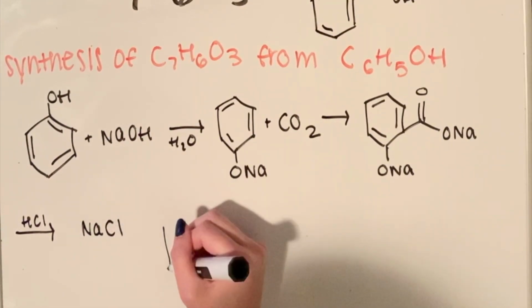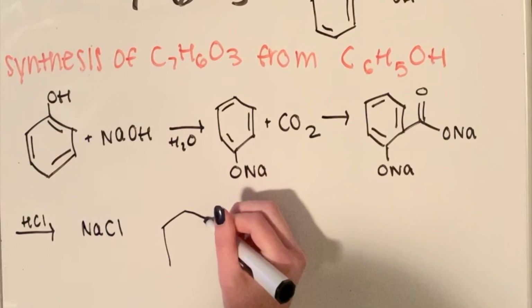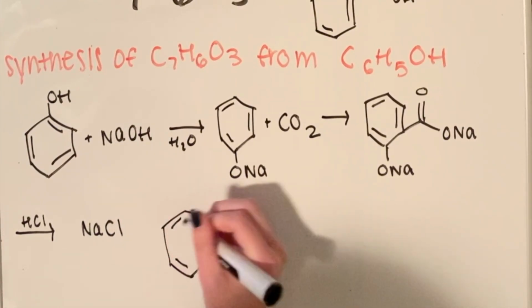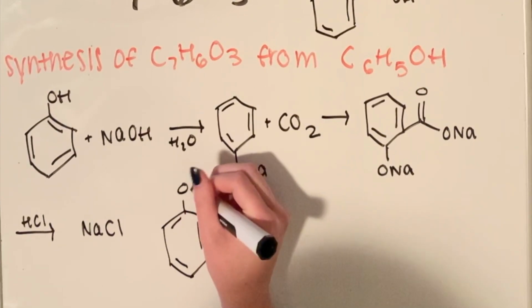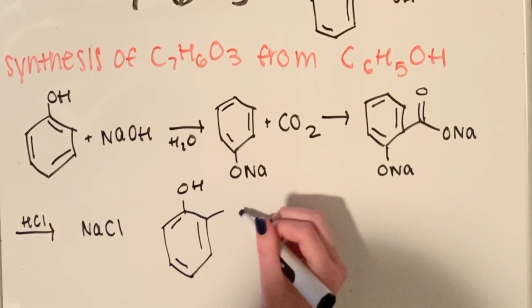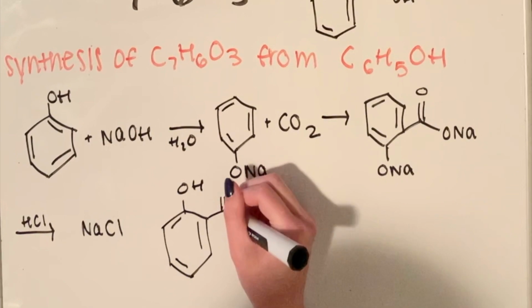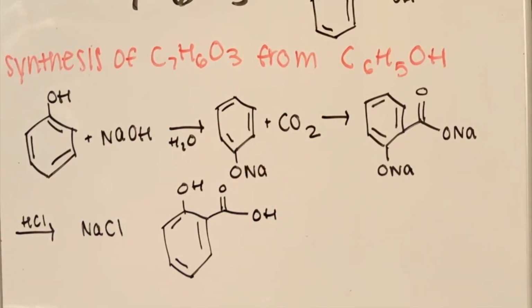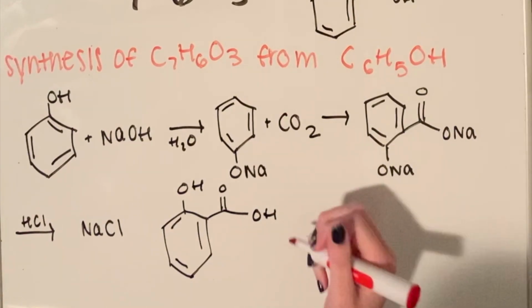To synthesize salicylic acid, you start out with a solution of sodium hydroxide and water, and then add phenol to the solution. Eventually, after frequent stirring, it forms sodium phenoxide. Sodium phenoxide will then react with carbon dioxide. The product will then be deprotonated and neutralized by hydrochloric acid, forming salicylic acid.